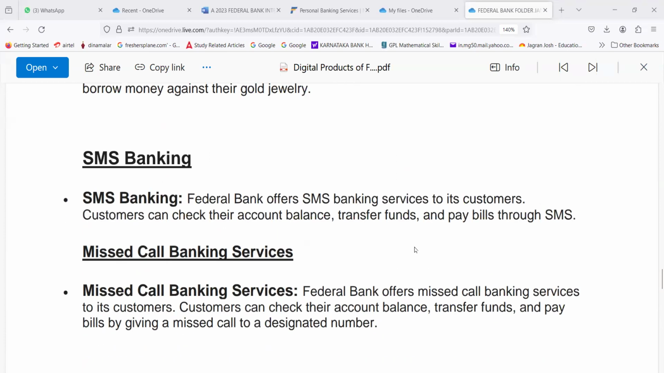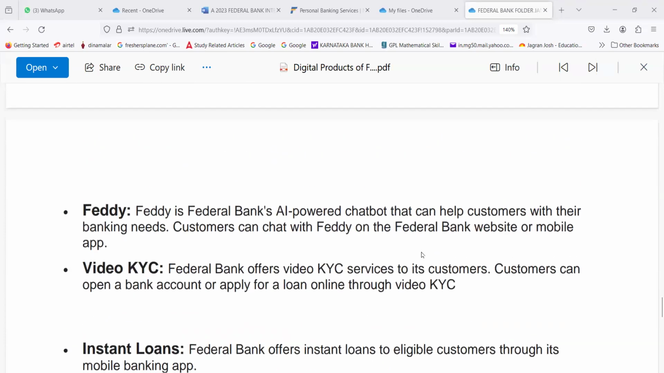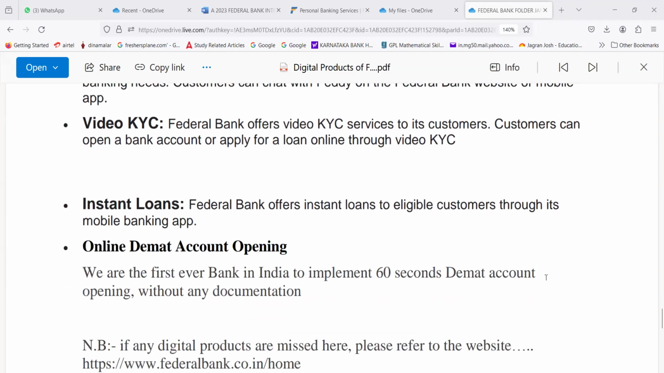No, I think some more things are there. Continue. Feddy. Feddy is Federal Bank's AI-powered chatbot that can help customers with their banking needs. Customers can chat with Feddy on the Federal Bank website or mobile app. Video KYC. Federal Bank offers video KYC services to its customers. Customers can open a bank account or apply for a loan online through video KYC.